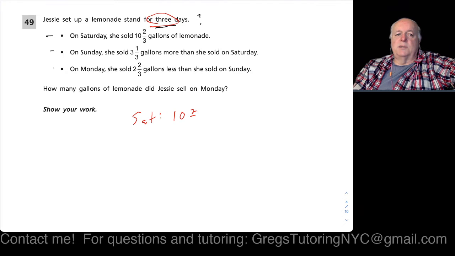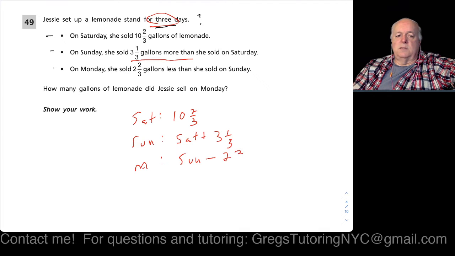Okay. On Sunday, he sold 3 1/3 gallons more than when he sold on Saturday. So he sells Saturday plus 3 1/3 more. Okay. And then on Monday, she sells Sunday minus 2 2/3. Okay, this one is the critical one, right? Let's go through it again.